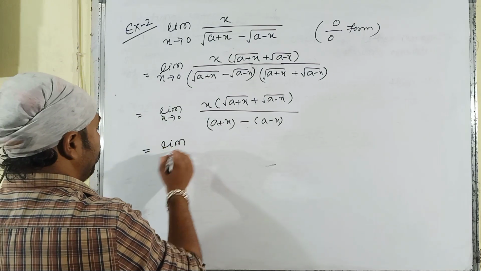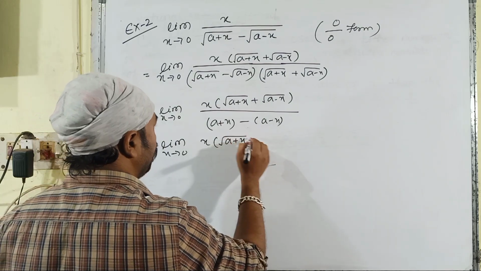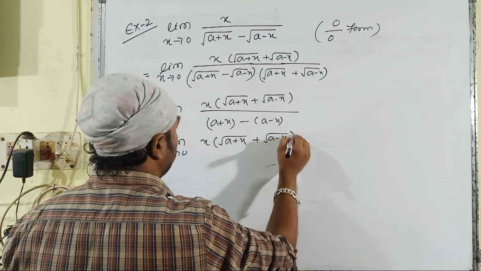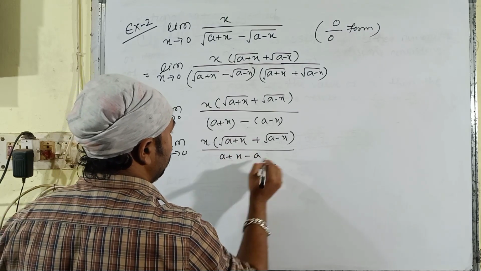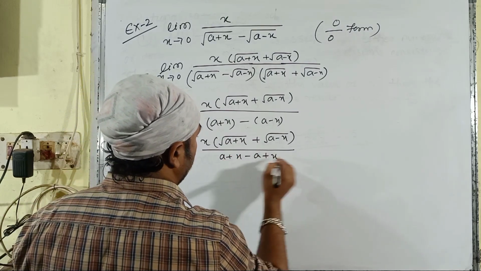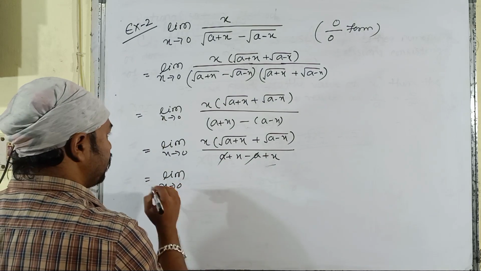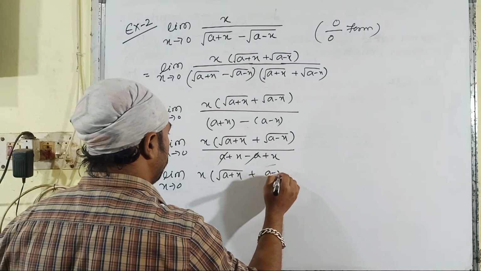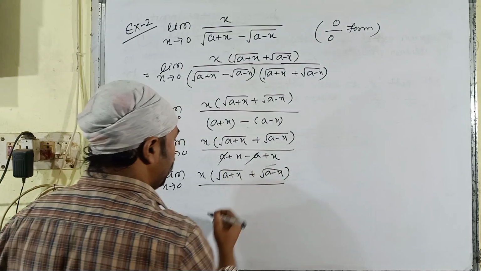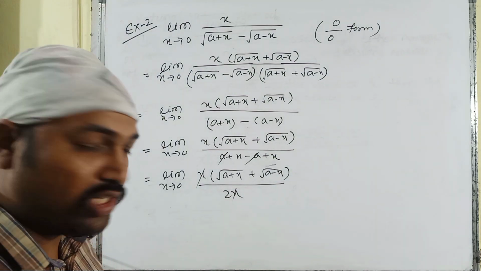So it will become limit x tends to 0, x multiplied with the square root of a plus x plus square root of a minus x, then it will become a plus x minus a plus x. That means we are getting here limit x tends to 0, x multiplied with the square root of a plus x plus square root of a minus x, whole divided by 2x, just cancelling the x from the numerator as well as from the denominator.